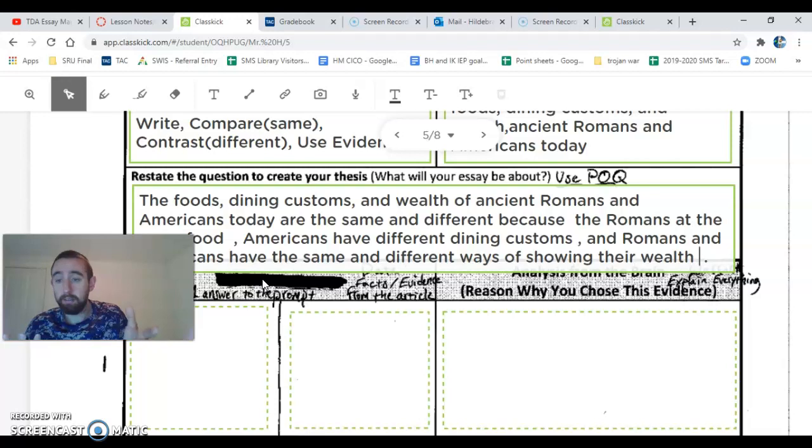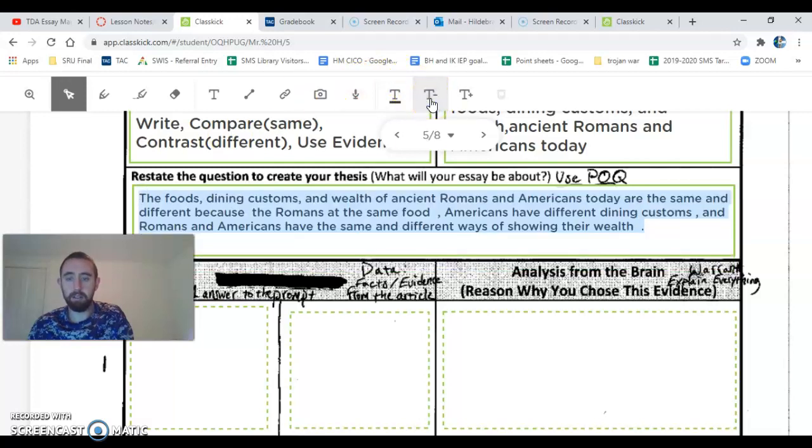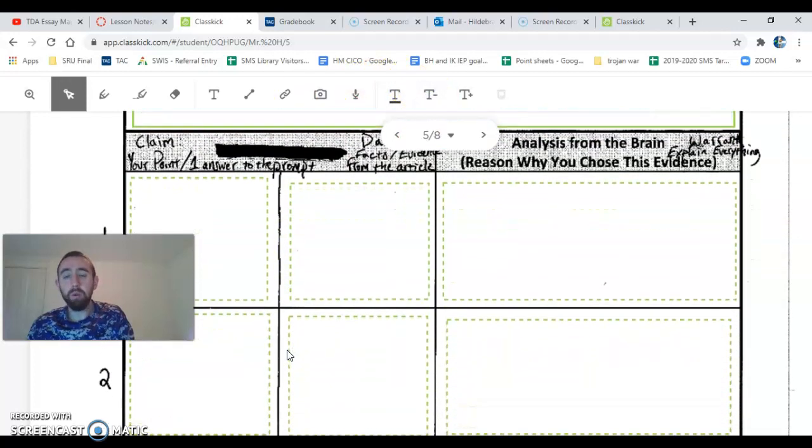Now, yours will look different, based on how you feel, whether you feel that they're all the same, all different, or a mix of both. So you get to make it however you want. Now, I'm going to shrink this text a little bit so that I can see my next box a little easier. Then we move on to the meat of our essay, what we're actually going to talk about: our details, our facts, our ideas. We're going to explain everything.